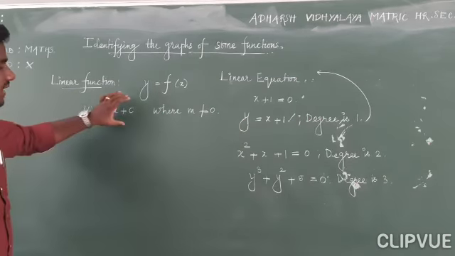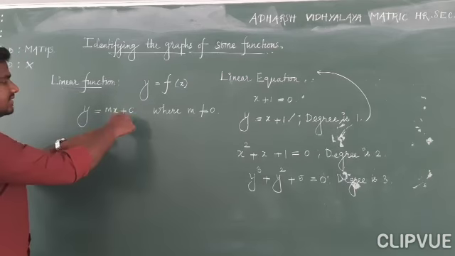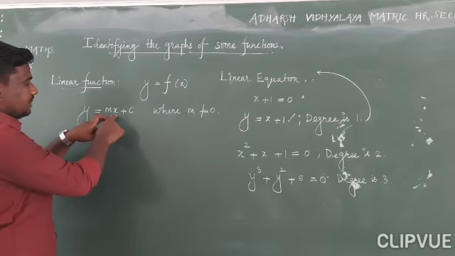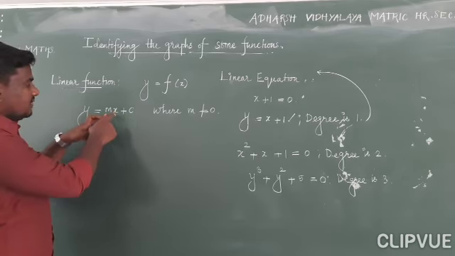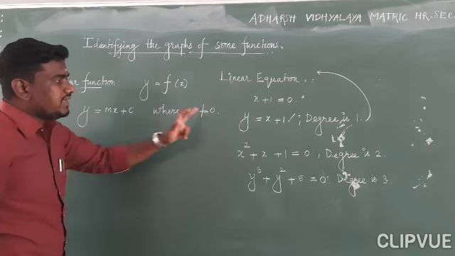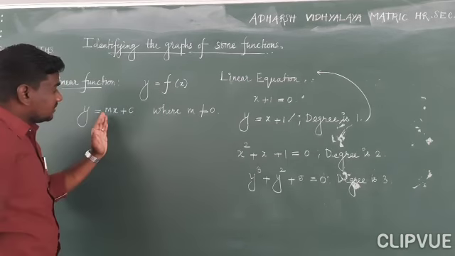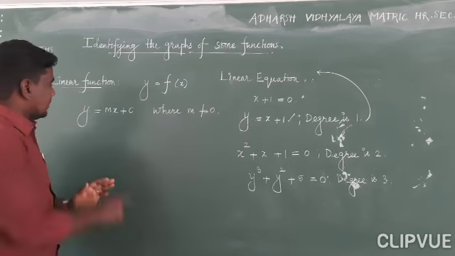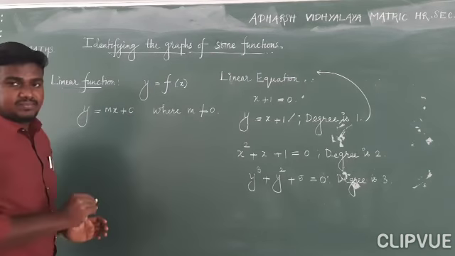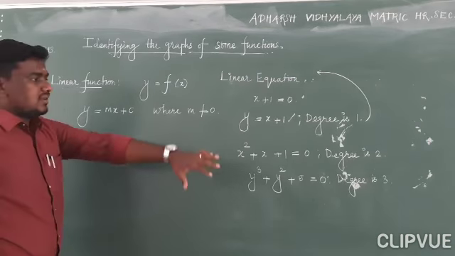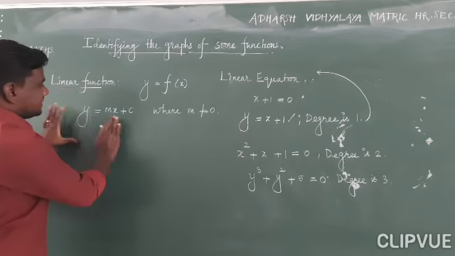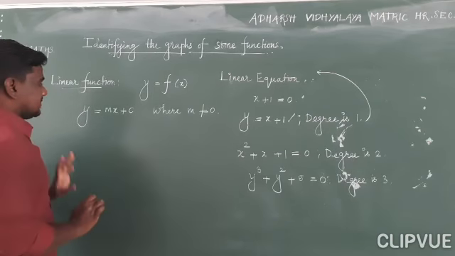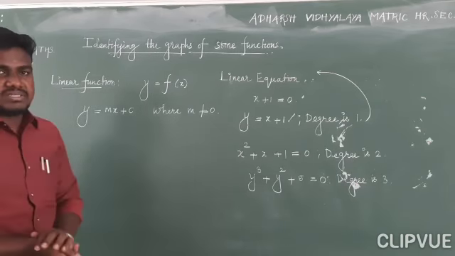So y is equal to mx plus c. This c is the constant term, then the variable and its coefficient. The coefficient of the variable should not be equal to 0. If it is equal to 0, the term with x is always 0, so it becomes y is equal to c. We will discuss that later. So this is the general form of a linear function. Now, the graph of the linear function.